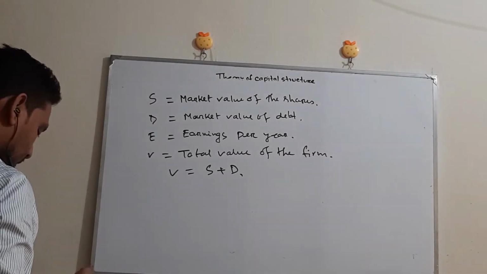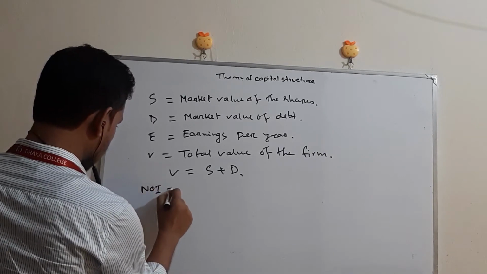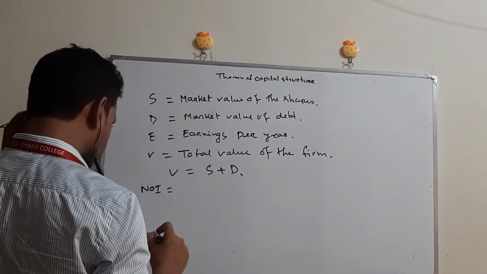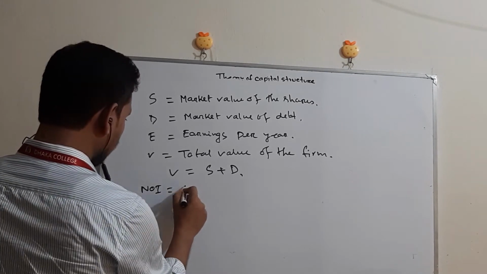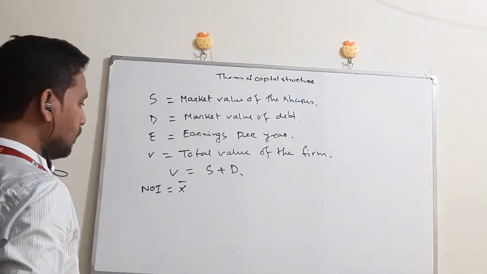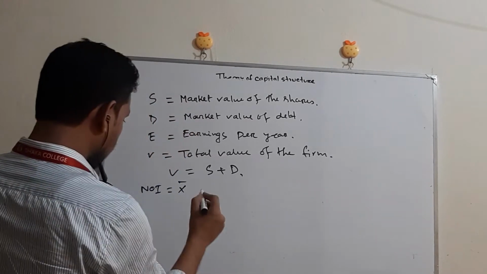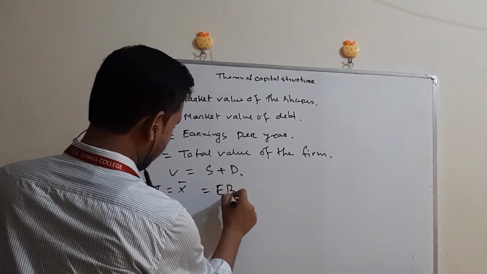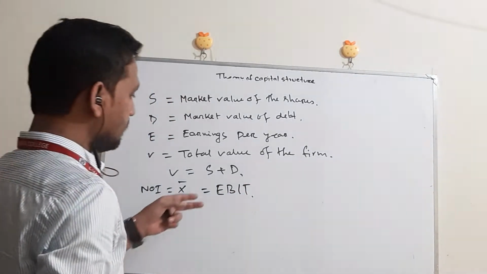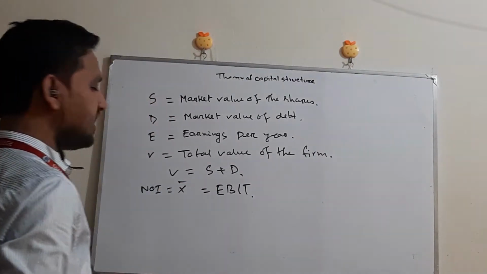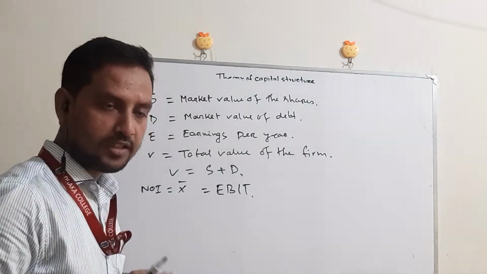Okay. So here we also use NOI, net operating income. Net operating income is called X bar. NOI equals X bar, the operating income. It is like EBIT. We say that EBIT equals NOI or X bar. So EBIT means earnings before interest and tax.